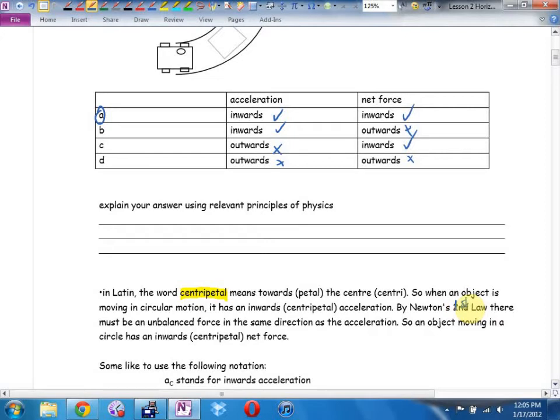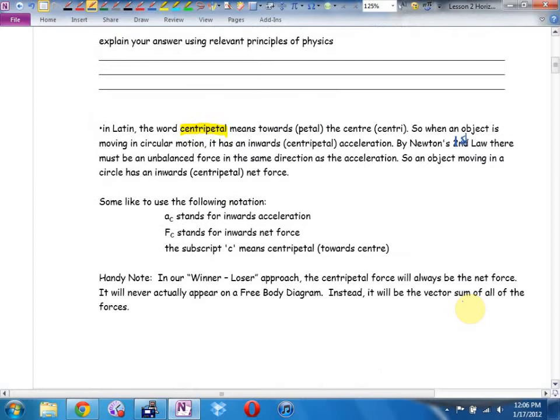So an object moving in a circle has a centripetal force. Some like to use the following notation. In fact, this is the notation I'm going to use. AC is going to stand for inwards centripetal acceleration. FC is going to stand for inwards or centripetal force, where C means centripetal, towards the center. Oh, and AC equals V squared over R, or 4 pi squared r over t squared. And FC equals m AC.